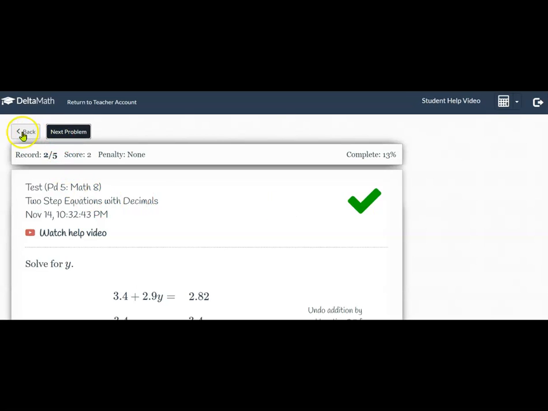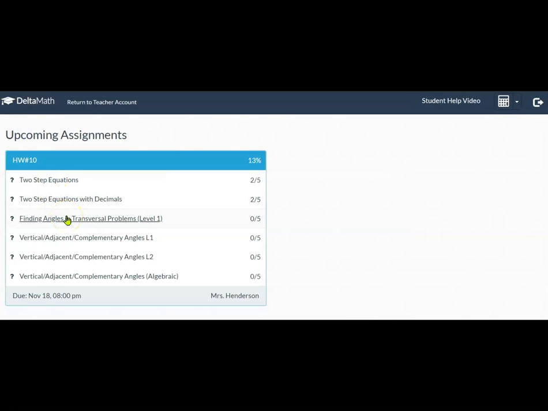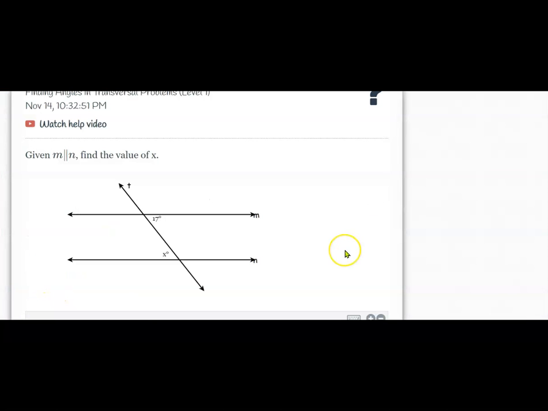All right, let's go back here and try the third topic, finding angles in transversal problems. Now don't forget, when you have parallel lines and a transversal, you create 8 different angles. All of the acute angles are equal to each other, and all of the obtuse angles are equal to each other. And obtuse and acute angles, when together, make supplementary or 180-degree angles. So let's take a look and see what we've got here.